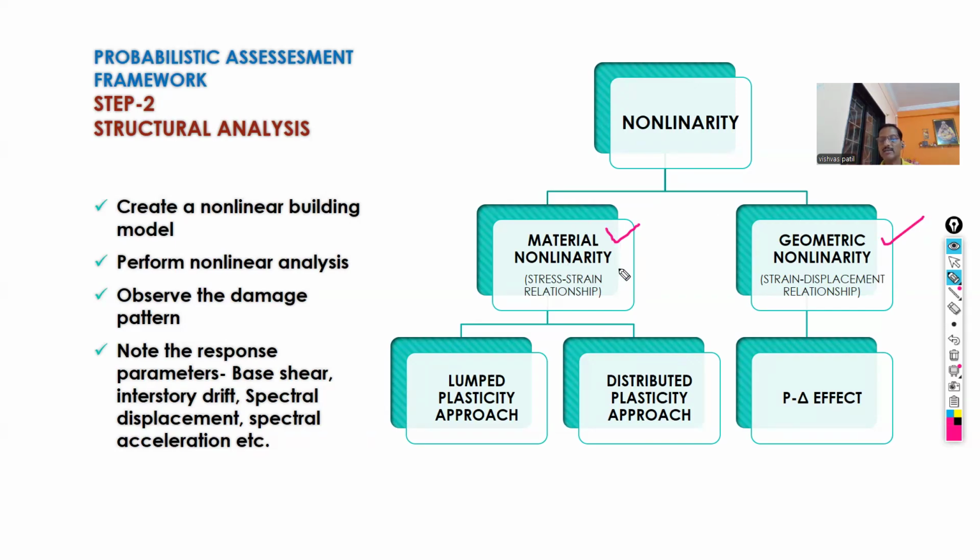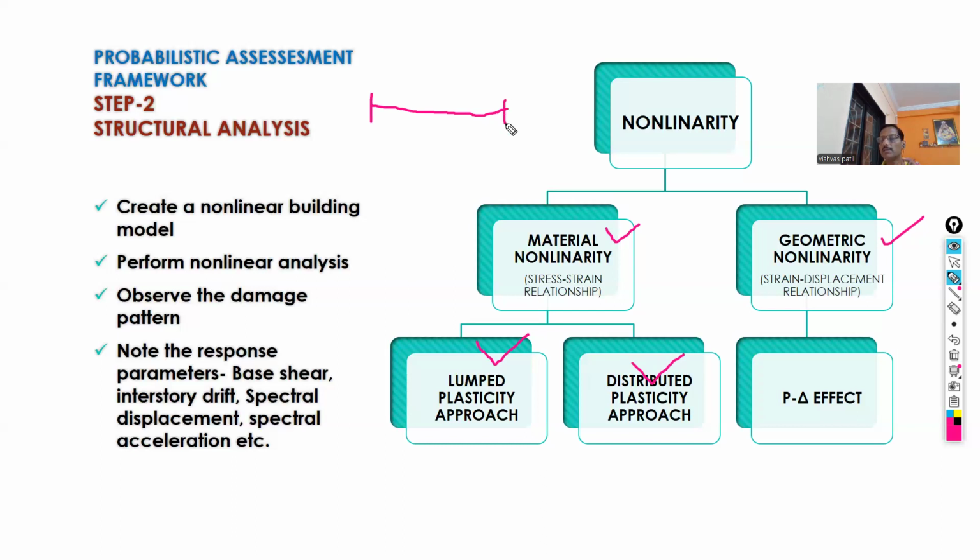Material nonlinearity, what is the meaning of this? The relation of stress and strain across the section is nonlinear. We have to define it as a nonlinear relation. To assign this nonlinearity to the structural element, there are two approaches: one is the lumped plasticity approach and the second is the distributed plasticity approach. In a simple way, I will explain. Lumped plasticity approach means, suppose this is a beam.